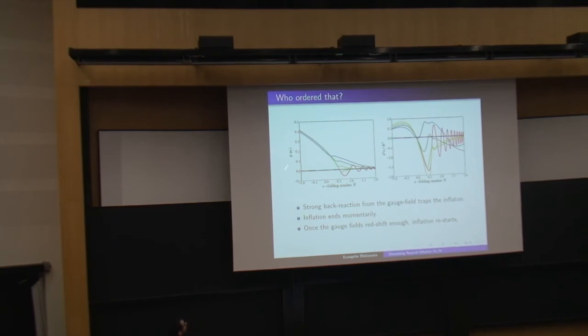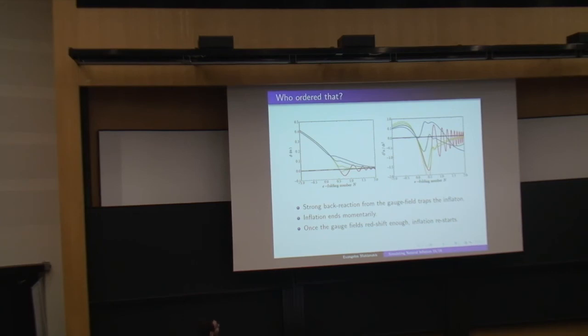So here I plot the inflaton position as a function of e-folds. And what we can see is that as we increase the coupling, the inflaton actually stops and then rolls down again. So essentially the back reaction from the gauge fields is so big that the inflaton kind of breaks and then continues. So let's look at this blue line. What we see here is the acceleration of the scale factor. So if it's positive, we have inflation. And what we see is that inflation stops and then starts again, right? So inflation ends momentarily.